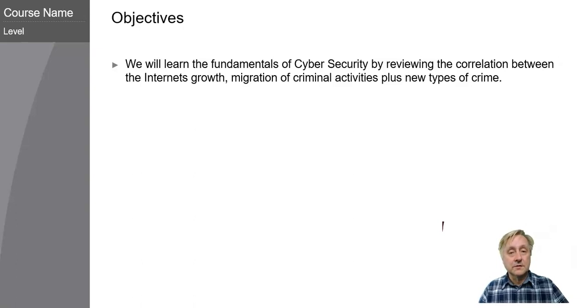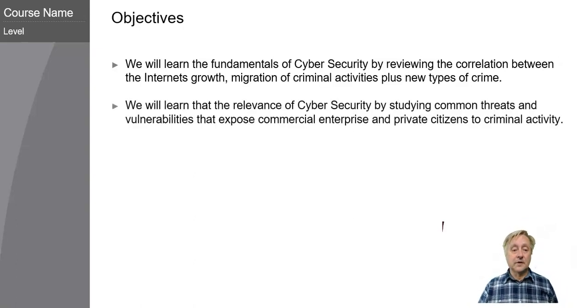We will learn the fundamentals of cybersecurity by reviewing and correlating between the Internet's growth, the migration of criminal activities, and the types of crimes that are happening. So you'll get to see the risks as they evolve, and the impact that they're having on industry and government and society in general. We'll also talk about how to learn what the relevance is of cybersecurity by studying common threats, vulnerabilities, and exposures to commercial enterprise, government, and citizens.